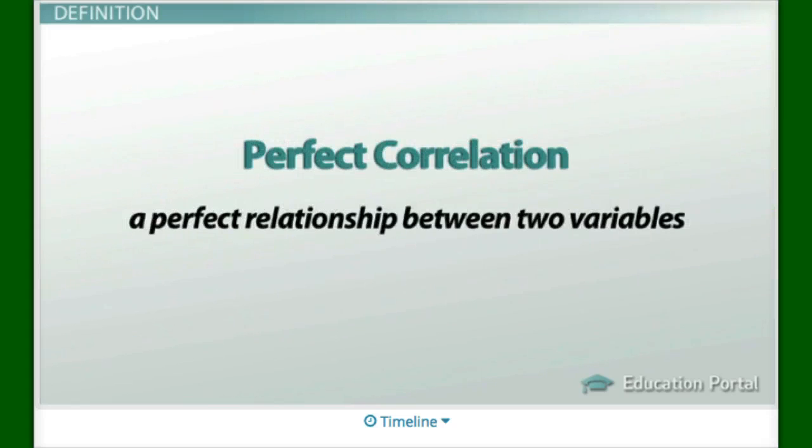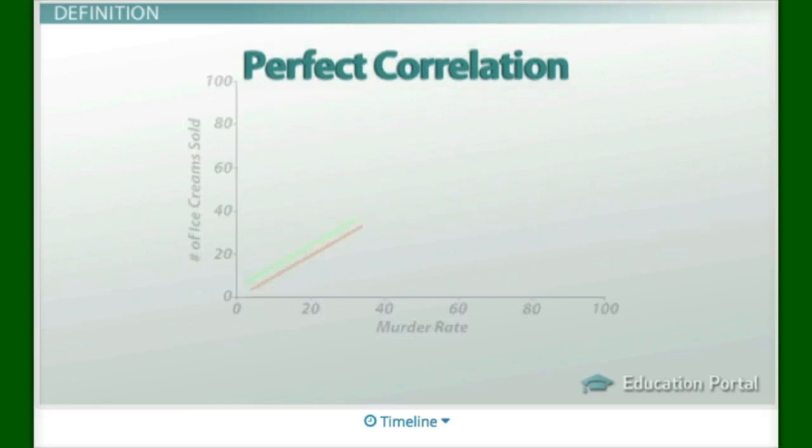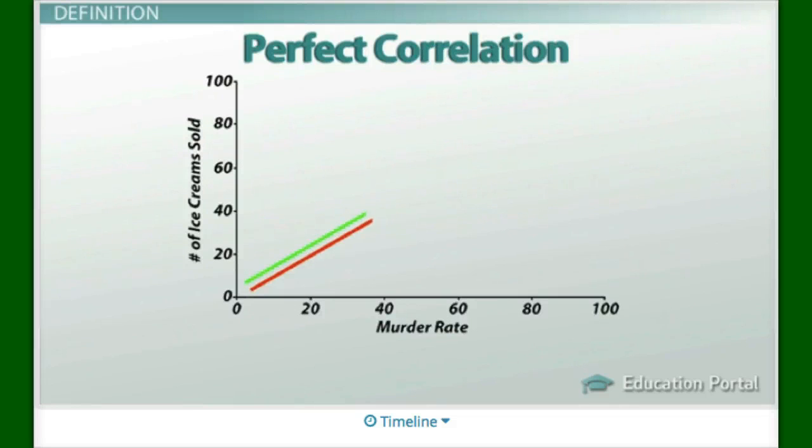A perfect correlation is defined as a perfect relationship between two variables. This means that the two variables we're looking at move at the same time. If variable 1 moves up, then variable 2 also moves up. If variable 2 moves twice, then variable 1 moves twice. A perfect correlation looks like a line.